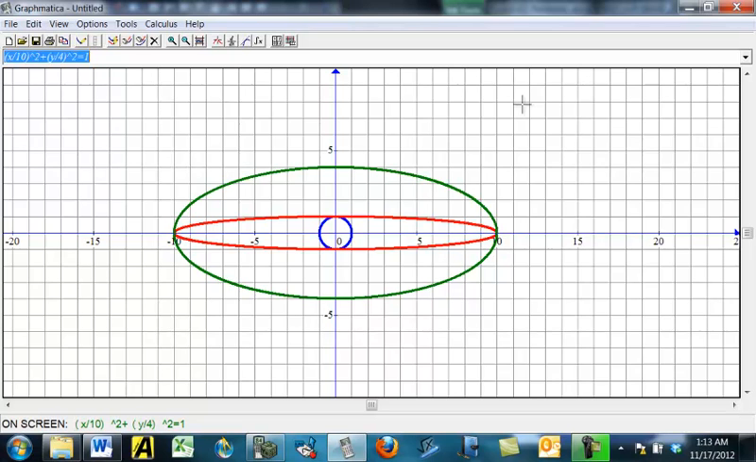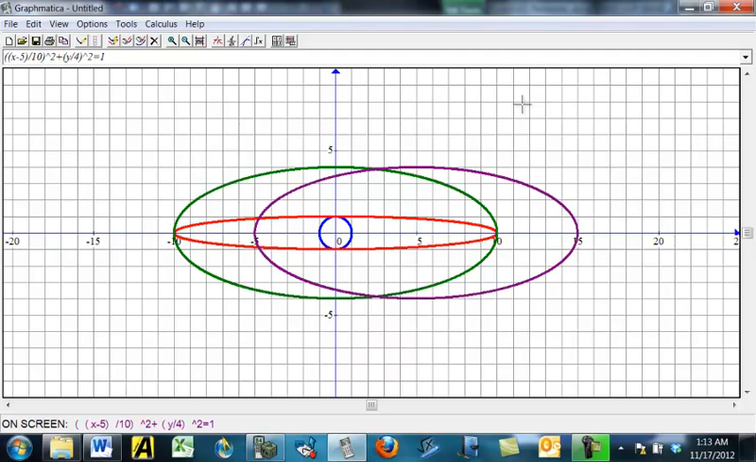Of course, then I can take that and replace x by, say, x minus 5. That'll shift the whole thing to the right 5. And I could replace y by, say, y plus 8. And that'll shift the whole thing down.